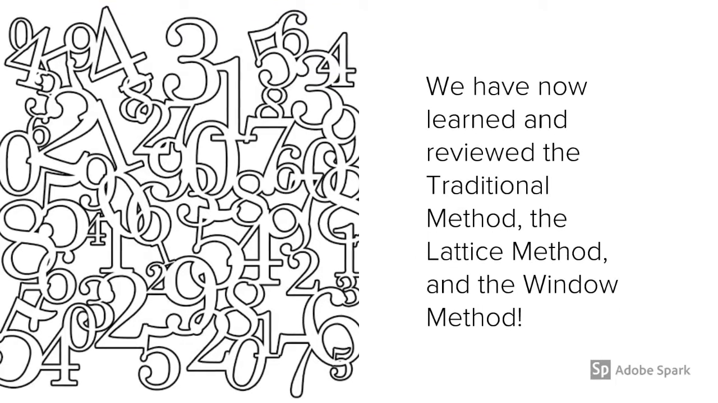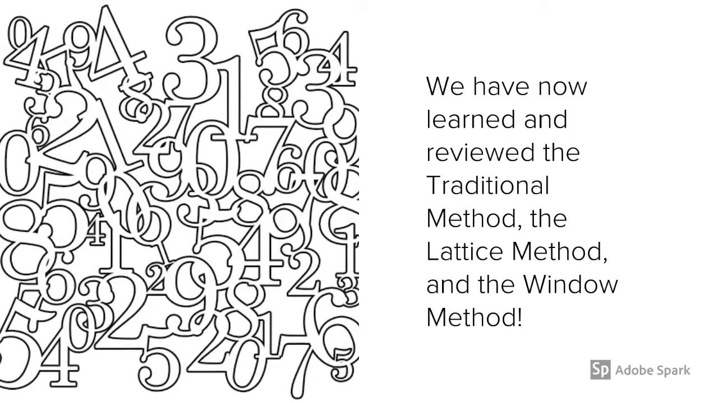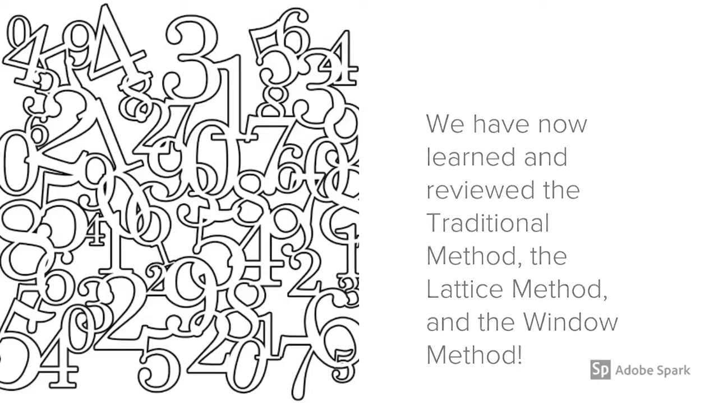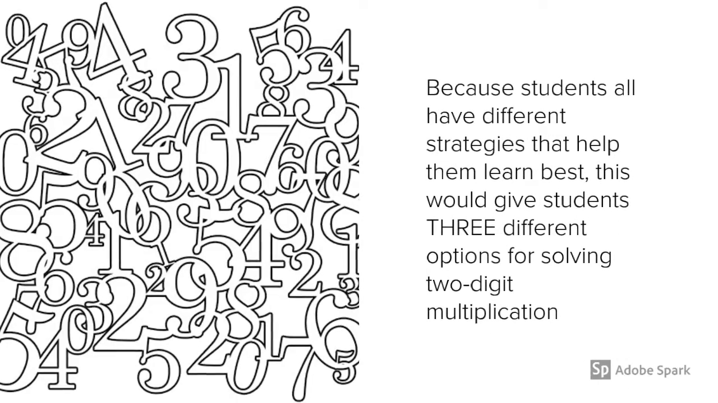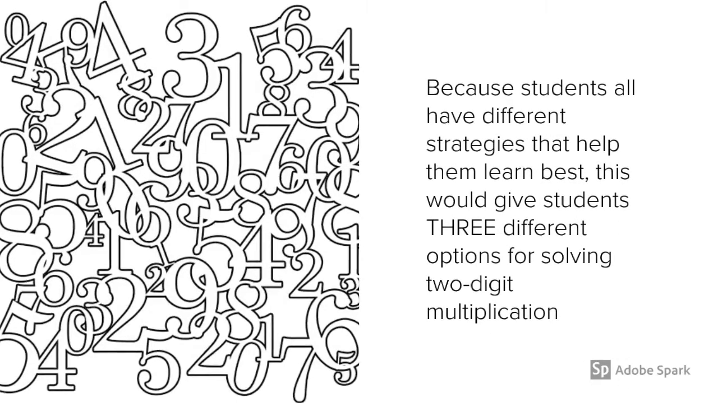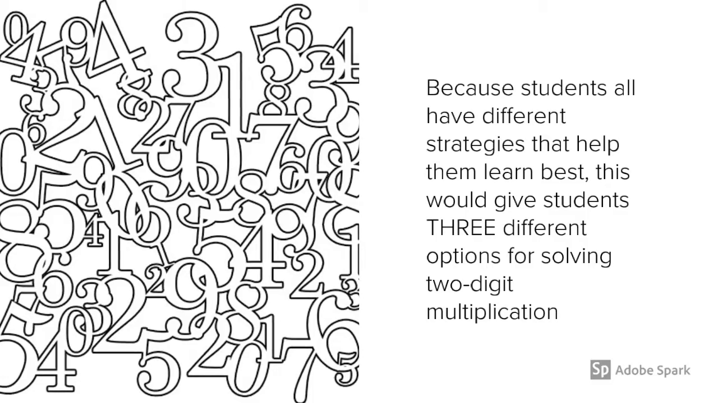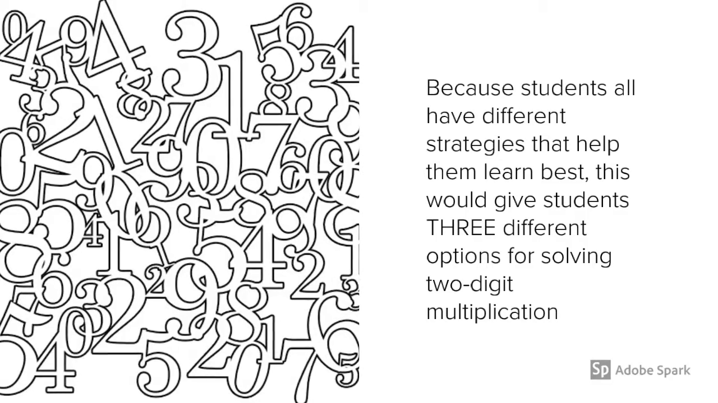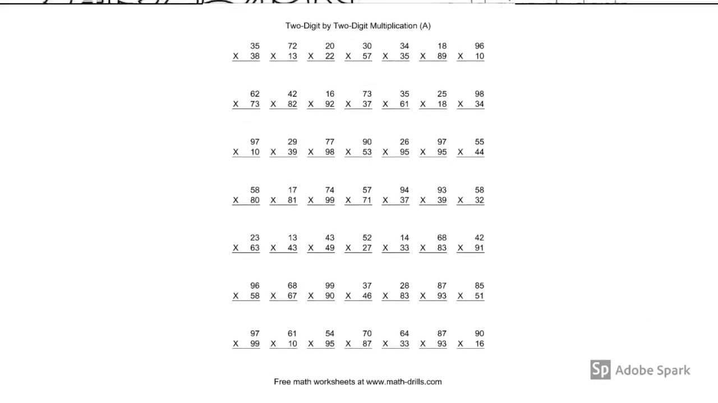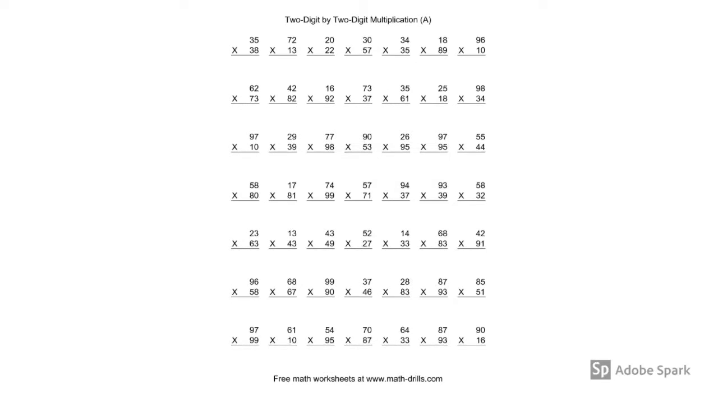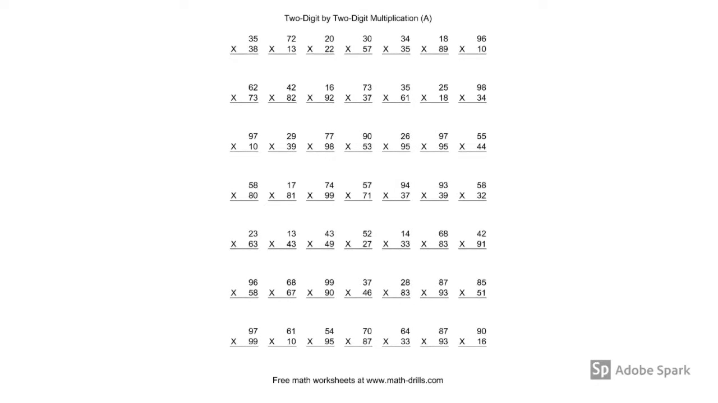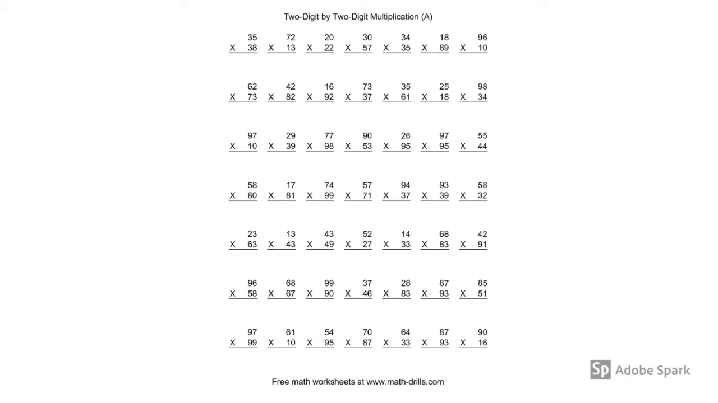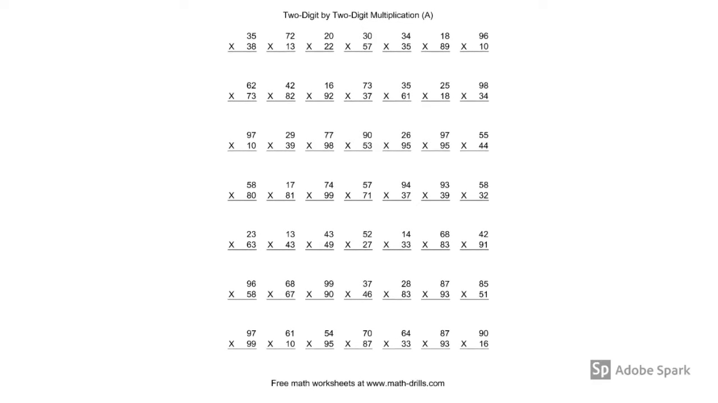We have now learned and reviewed the traditional method, the lattice method, and the window method. Because students all have different strategies that help them learn best, this would give students 3 different options for solving 2-digit multiplication problems. Lastly, I would end the lesson by giving students a worksheet, picking 10 of the above problems and solving them using the multiplication strategy they like best.